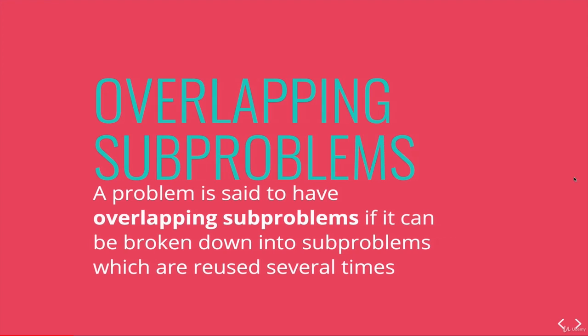So the first, we're going to talk about overlapping subproblems. In order for us to use dynamic programming on a given problem, there have to be subproblems that overlap in some way. Now, what does that mean? It means that we can break one problem down into smaller pieces, but some of those pieces are reused again. They are not unique. They're reused several times. So let's take a look at an example.